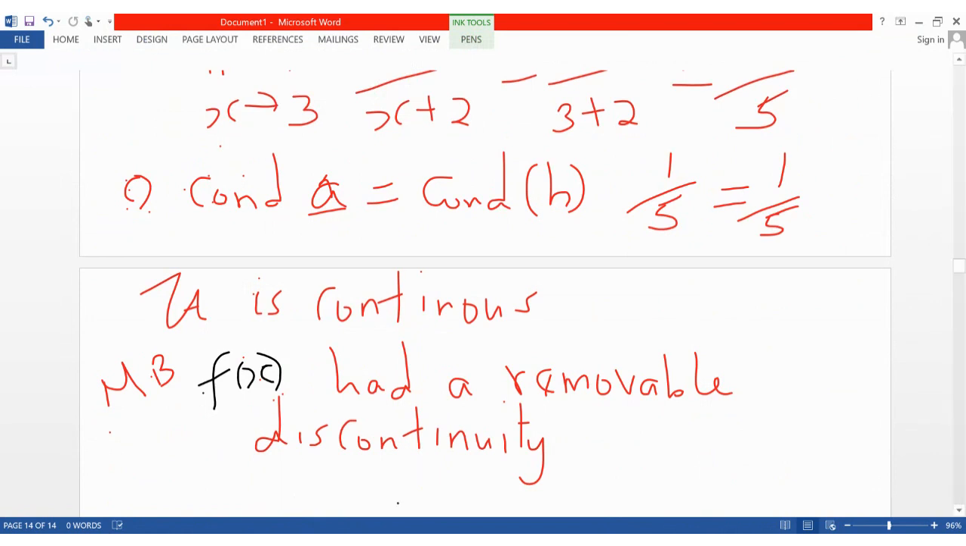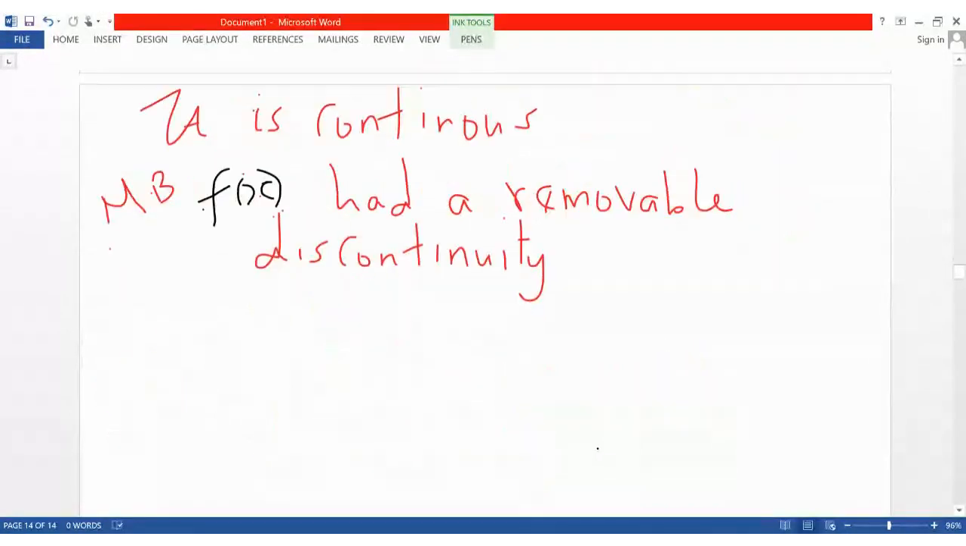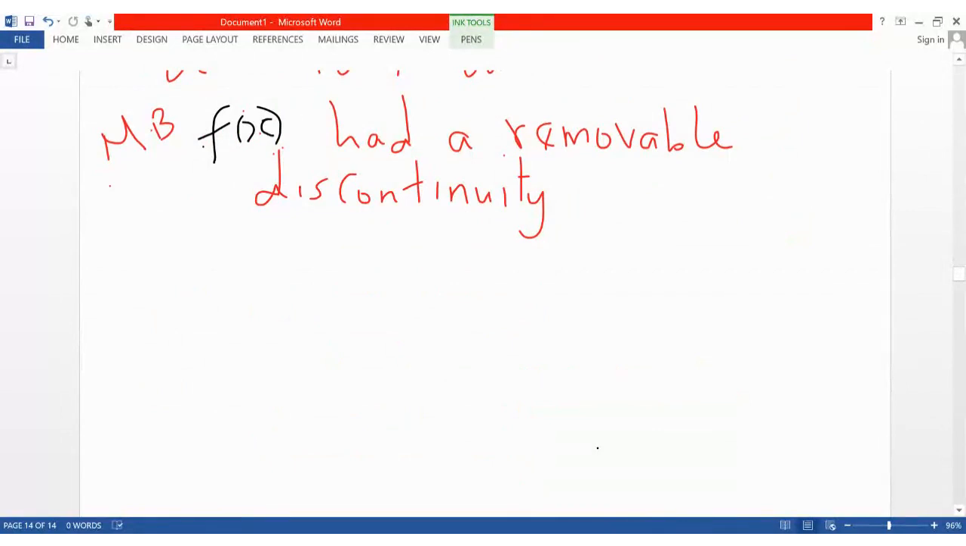So don't be quick to judge a function and say no. Check if it can be factorized and you can remove the discontinuity. So from there, I'll go to piecewise functions. You have said continuity is very important. Check for the three conditions. Let's go to the piecewise function.